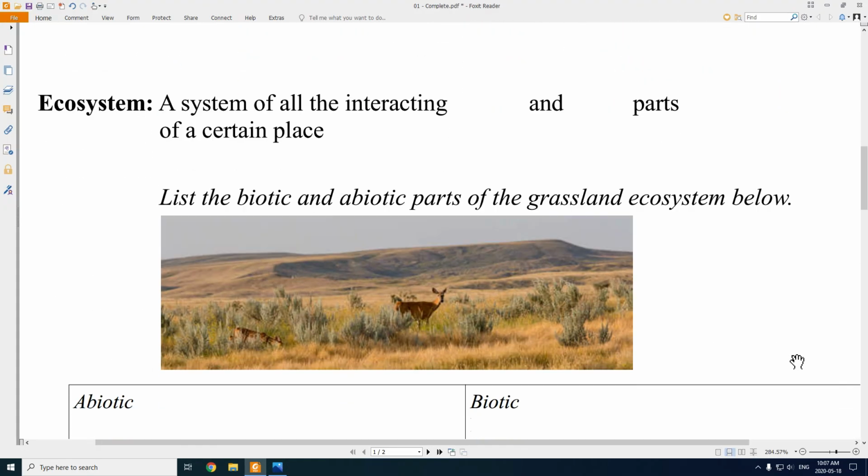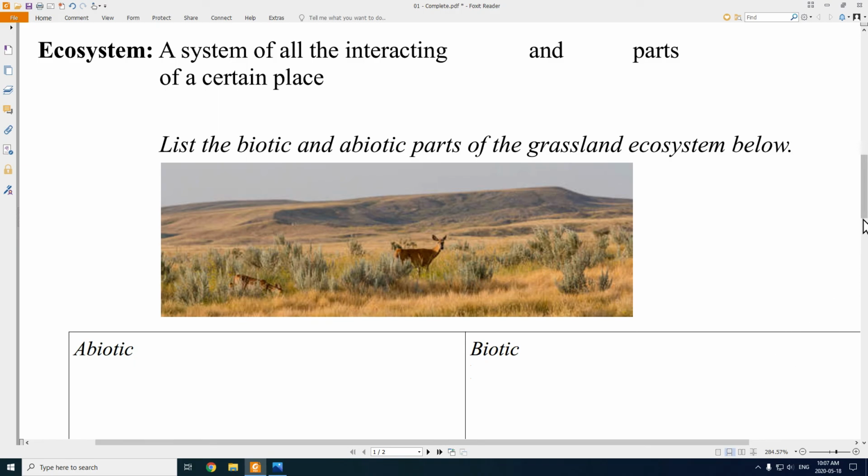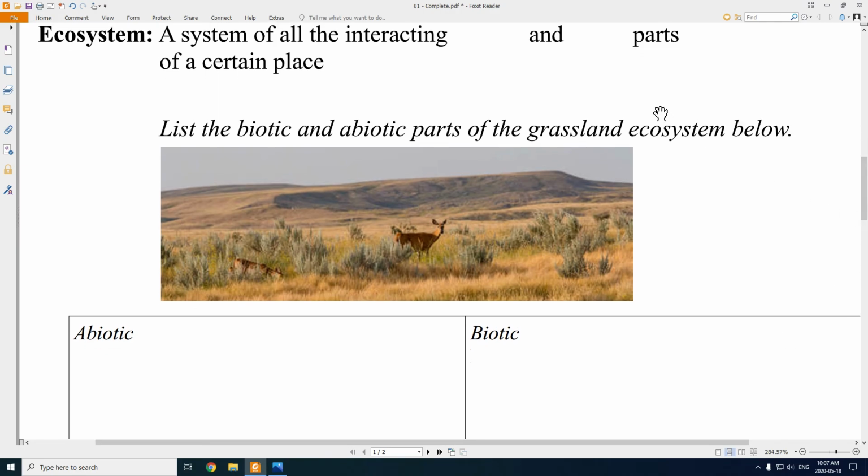All right, so let's specifically look at ecosystems. An ecosystem is a system of all of the interacting abiotic, right, non-living, and biotic, living parts of a certain place. So it's just all of the different parts. If you look at a specific place on Earth, what are all the different parts of living and non-living things that are interacting together? That's an ecosystem.